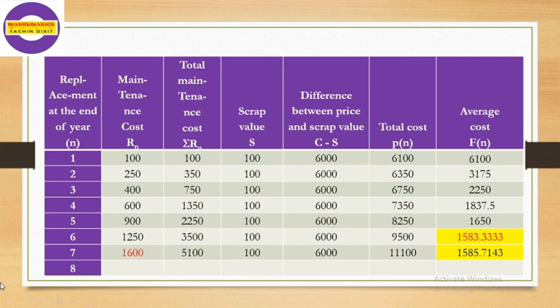Here the notation for this is R7. This is the maintenance cost at the 7th year. And this is P6 upon 6, that means the average cost at the end of the 6th year. And obviously the maintenance cost for the 7th year, that is R7, is greater than P6 upon 6. Hence, we have to replace the machine at the end of the 7th year.